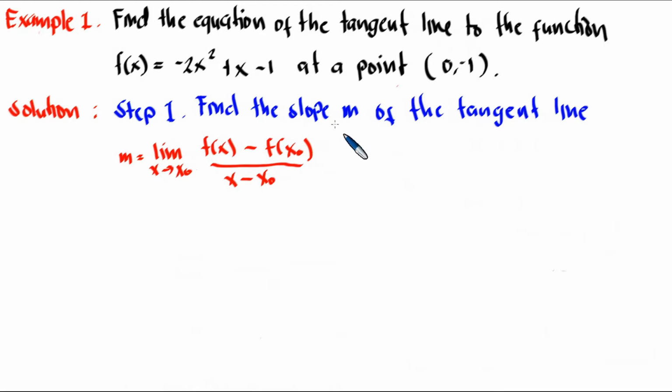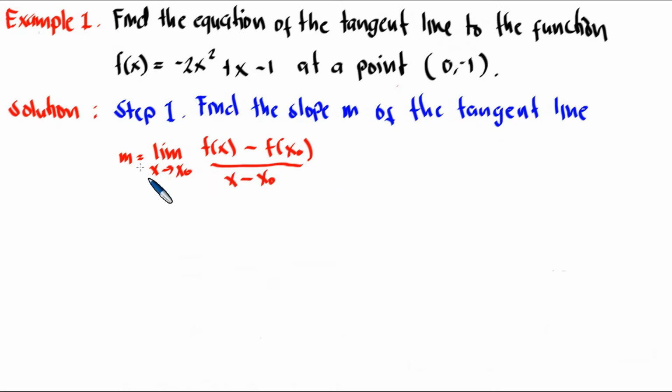To find the equation of the tangent line, we need to know the slope of the tangent line and the given point. From this example, we know that the given point is (0, -1), but the slope is not given. That means we need to find the slope of the tangent line, and that is our first step. Find the slope m of the tangent line using this formula for the slope.